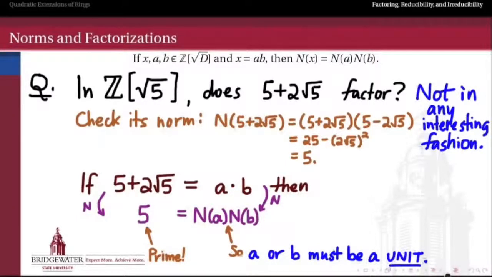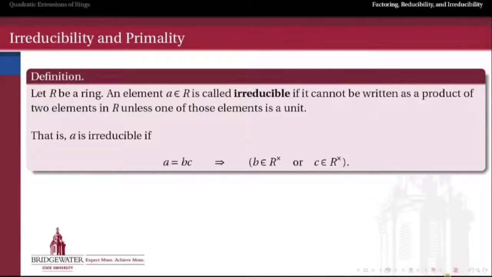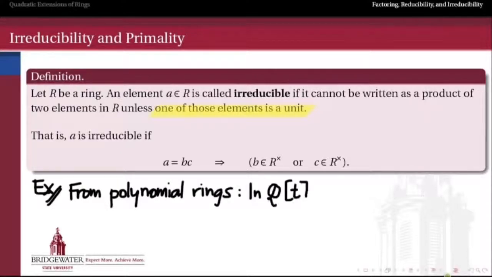So here's the important definition. An element of a ring is called irreducible if it cannot be written as a product of two elements in that ring unless one of those elements happens to be a unit. So I can't break apart an irreducible element of a ring into two pieces unless one of those pieces is a boring old unit.